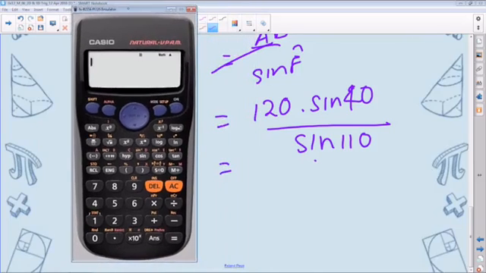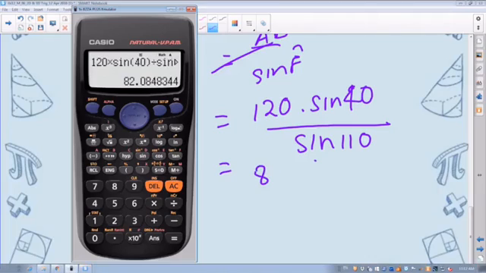Okay, so let's do all of this in our calculator. We're going to have 120 times sine of 40 divided by sine 110 degrees. Okay, so that gives you 82,084. You can write it all down, or we can use our calculator. We store this in our calculator memory by saying Shift, Store, M. So now that answer is in memory bank M when I need it later on.